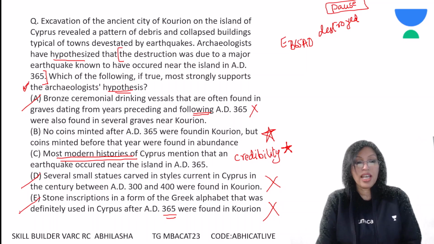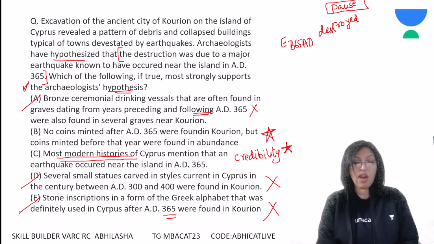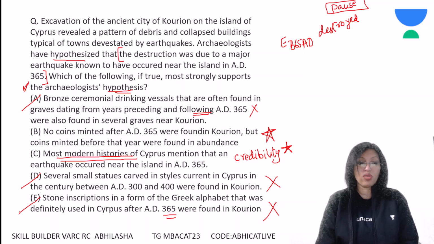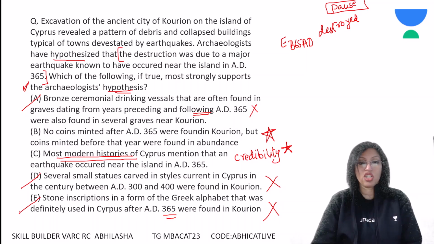Now option B says that many coins that were minted before 365 were found in Korean, but not even a single coin that was minted after AD 365 was found in Korean. So that's one. And the second one says that most modern histories of Cyprus mention that an earthquake occurred near the island in AD 365. But does that necessarily mean that the destruction was due to this earthquake? Was the destruction due to this earthquake?